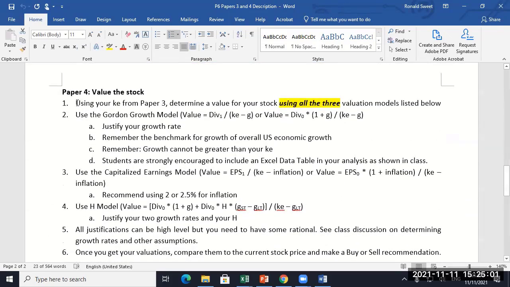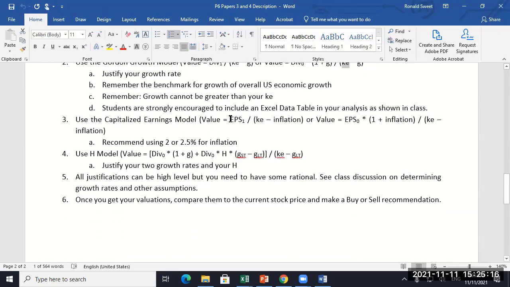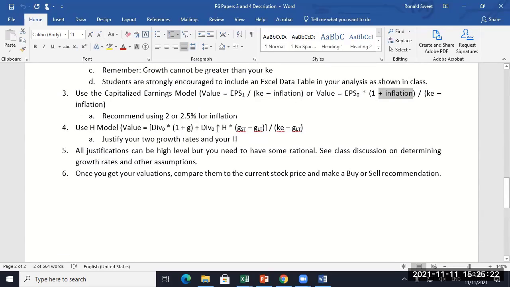And then for paper four, you can use the Gordon growth, capitalized earnings, H model. Got to do all your assumptions. So you need dividend zero. You need a long-term growth rate. You already got your KE from the previous paper. You need EPS. You need inflation. You did that in the previous paper. You need the H, growth short-term, growth long-term.